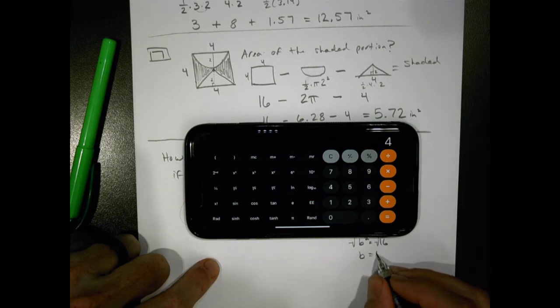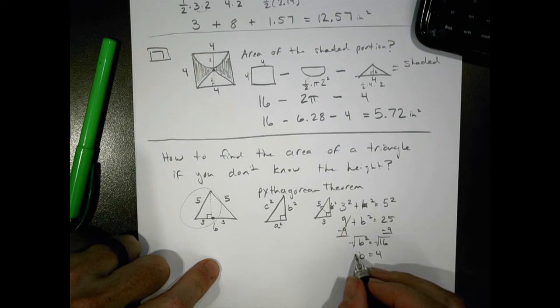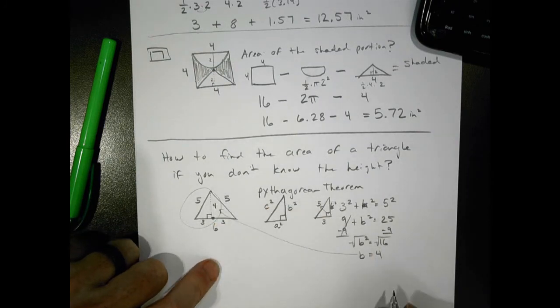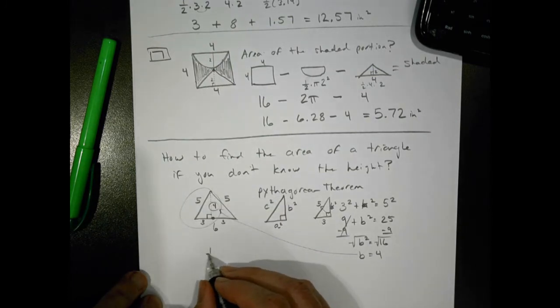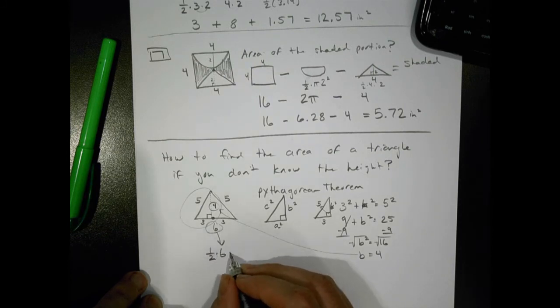So b equals 4. So in the case of this triangle right here, I do actually have a height of 4. Knowing now that I have a height of 4, I could find the area of that whole triangle, which should be 1/2 of the base times the height.